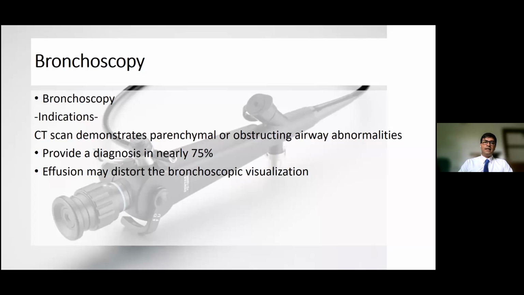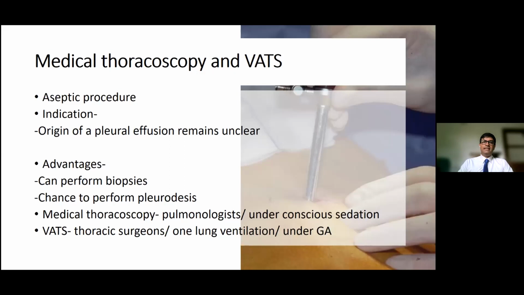Bronchoscopy is not routinely done in all patients with pleural effusion. However, if the CT shows any parenchymal changes or endobronchial obstructions, there is a place for bronchoscopy. One should keep in mind that with large effusions, the bronchus can be externally compressed and impair bronchoscopic visualization. Medical thoracoscopy is an aseptic procedure. The main indication would be an effusion which remains unclear following the diagnostic thoracocentesis as well as the CT chest. The advantages of medical thoracoscopy include that it can perform biopsies under direct vision, and it offers a chance to do chemical pleurodesis.